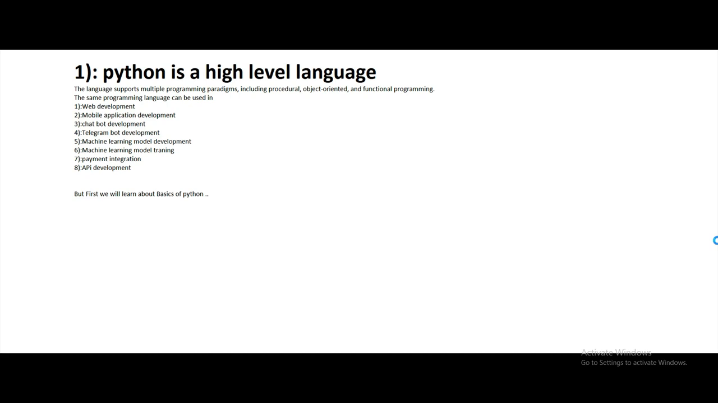The same programming language can be used in different ways. We can use Python in web development, mobile application development, chatbot development, telegram bot development, machine learning model development, machine learning model training, payment integration, API development, and much more. We will discuss them later, but first, our goals are to discuss these 8 aspects of Python, you can say the frameworks of Python. Now, let's move to the basics of Python.